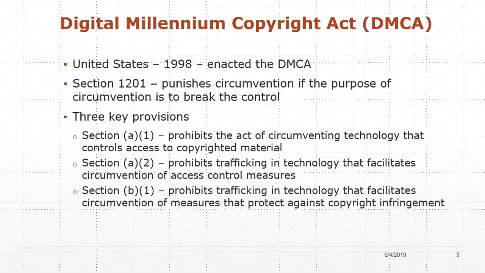So there are three key provisions. Section A1 prohibits the act of circumventing technology that controls access to copyrighted material. Section A2 prohibits trafficking in the technology that facilitates circumvention of access control measures. And Section B1 prohibits trafficking in technology that facilitates circumvention of measures that protect against copyright infringement.